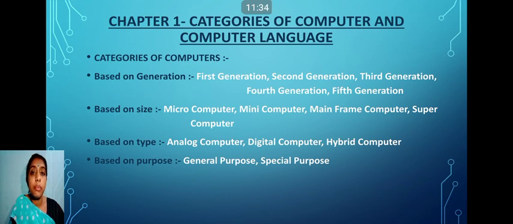Then based on purpose, computers are of two types: general purpose and special purpose. General purpose computers are those used by general people, means by us. Special purpose computers are those used for a special purpose, like the computers used on air tracks, where the flights land. Those computers are designed only for that purpose.